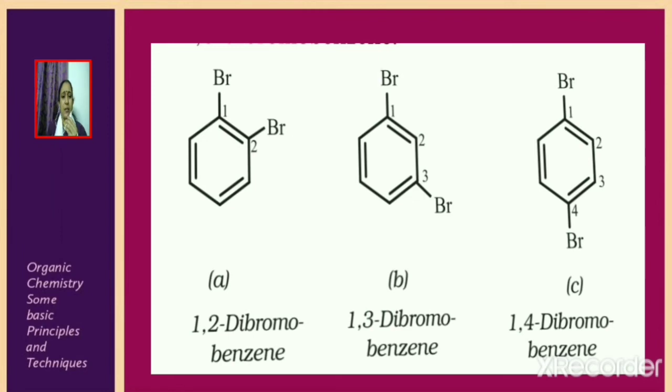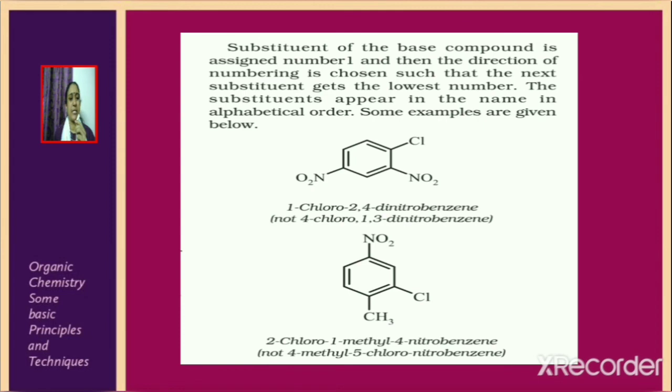1,2-dibromobenzene. Here in this compound, 2 bromine atoms are attached to the 1st and the 2nd carbon atoms. The common name of this compound is ortho-dibromobenzene, since the 2 bromine atoms are attached to the 1st and the 2nd carbon atoms. Now consider the next compound given. Its IUPAC name is 1,3-dibromobenzene. It is commonly called meta-dibromobenzene. Next we have 1,4-dibromobenzene, which is commonly called para-dibromobenzene.